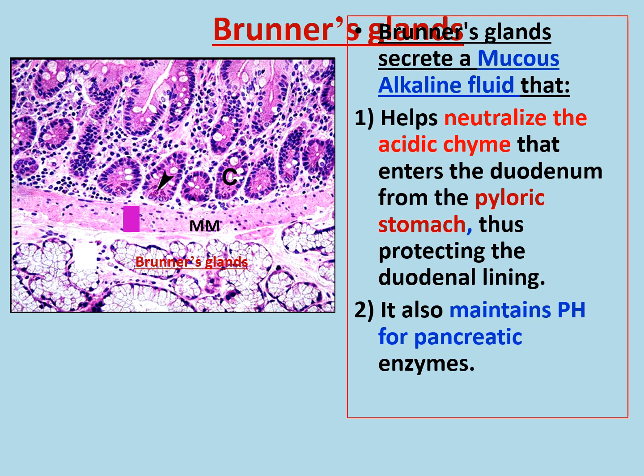It also maintains the pH for pancreatic enzyme reaction, because pancreatic enzyme is secreted into the duodenum. This was Brunner's gland. So Brunner's gland will be characteristic for the submucosa of the duodenum. Is there any Brunner's gland in the jejunum and ileum? No. So the submucosa of the jejunum will be empty.